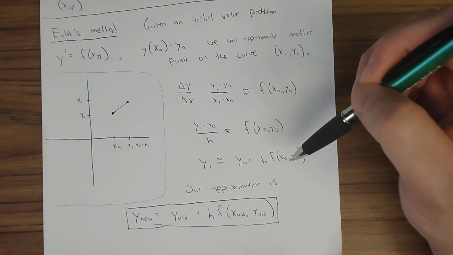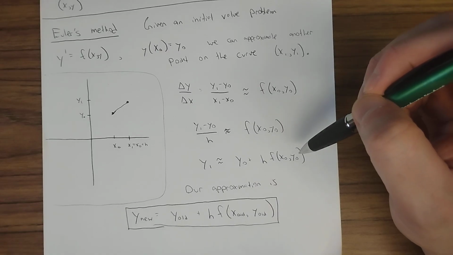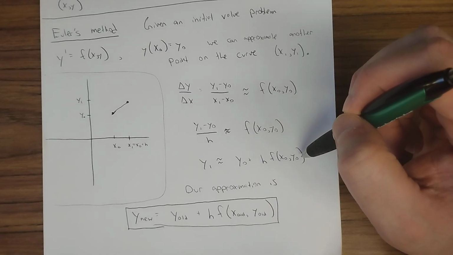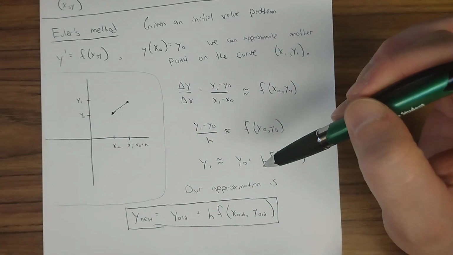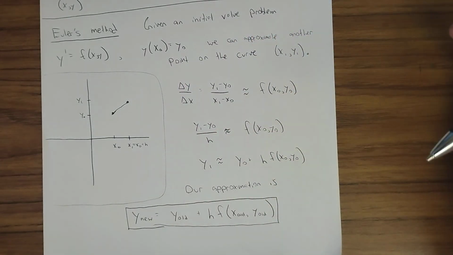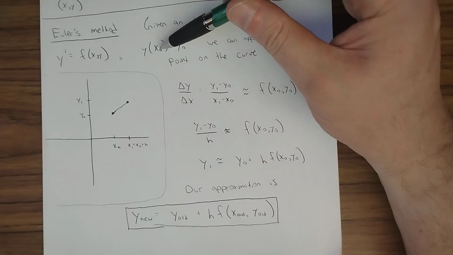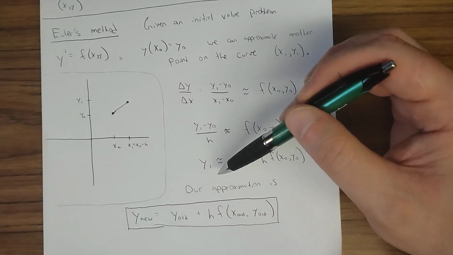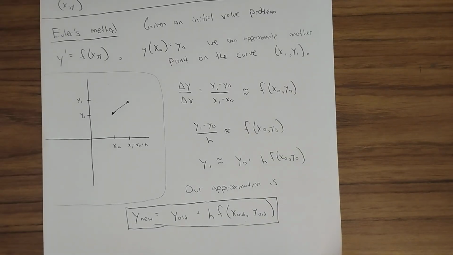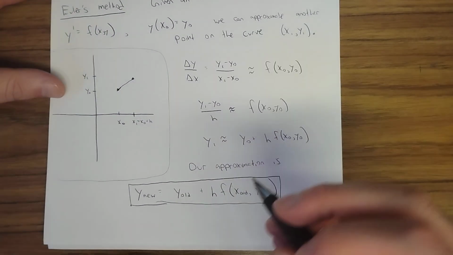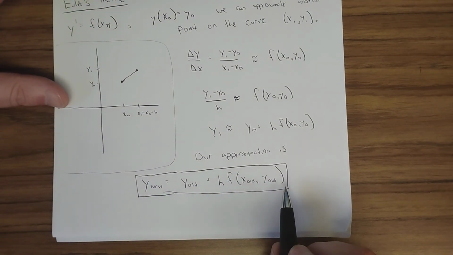And the cool thing about Euler's method is that we do it again and again. Once I know my new point, x1, y1, I can use that. Like I started with x naught, y naught. Now I have an x1, y1. I can use this same formula to get an x2, y2, and then use the same formula again to get an x3, y3. So to help us use this again and again, let me write it in this form.